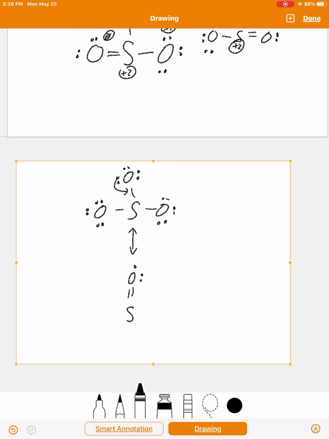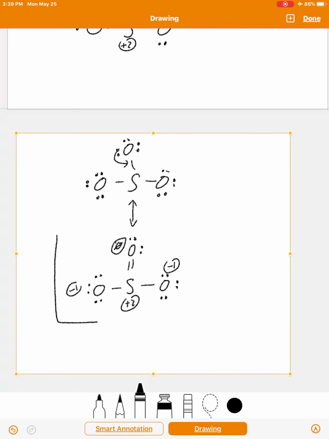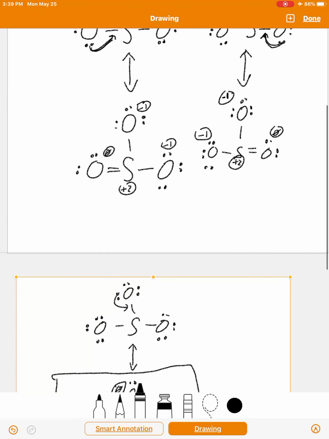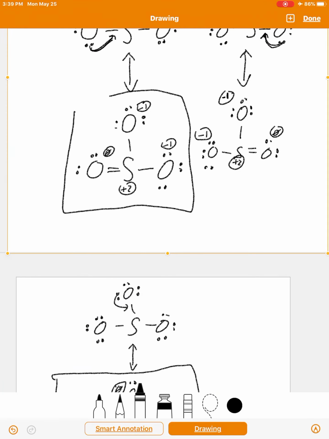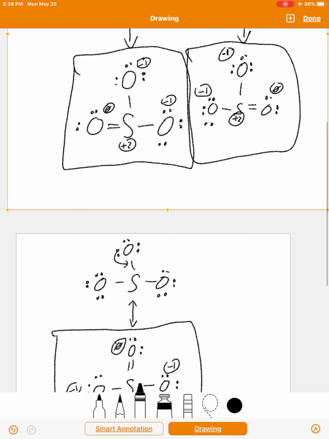Let me finish this Lewis structure and we'll do an evaluation. We'll sum it up here. The formal charges now are 0 for this oxygen, -1 for this one, -1 for this one, and +2 for this one. What this tells us is that we actually have 3 really equivalent structures. We cannot say any of these 3 is better than the other 2. They're all equally fine. If you look at the formal charges, they all have the same combination of formal charges. It's just where those formal charges are. So these are all equivalent.